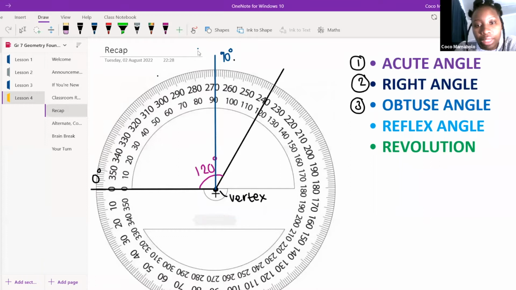150. Oh, not quite. Try again. Somebody maybe in the chat can help you. I'm hoping somebody in the chat will help. Kuhle has just helped you.